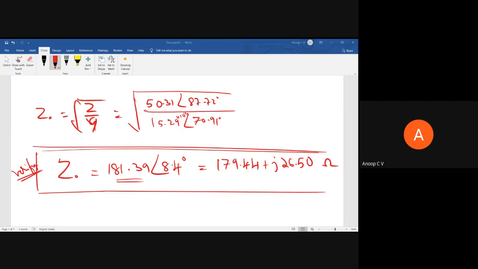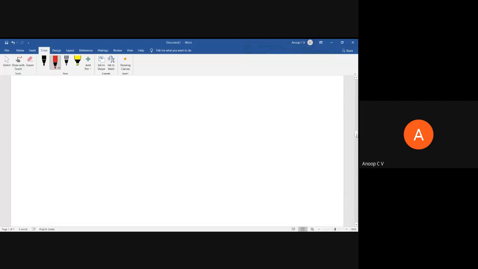Yes, 181.8 angle 40.5. Then in rectangular form, I think it should be the same. And at times in the exam they may ask only to find the magnitude of Z naught or the magnitude of gamma. Then you should write only this R. R alone is the magnitude. Okay, fine. So that is the first question. It's very simple. It's only about how to use the calculator. So we'll move on to the next question.